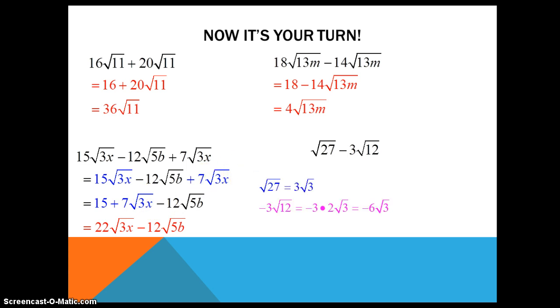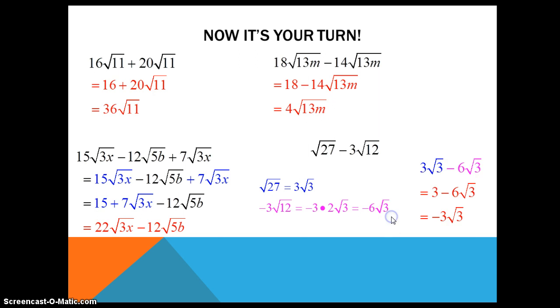Now the last one, square root of 27 minus 3 square root of 12, well, they're not like radicals, but remember we can simplify first. So if we look at these two that are simplified, we get square root of 27 simplifies to 3 square root of 3. And if you don't remember that, take a second, pause the video, and try and simplify it. The negative 3 square root of 12 also simplifies to 2 square root of 3 times the negative 3. So it's negative 6 square root of 3.